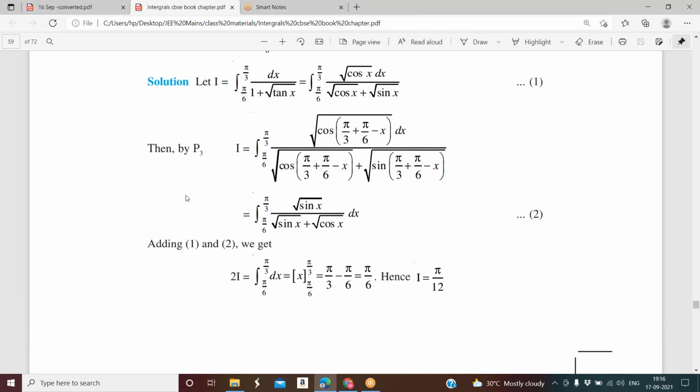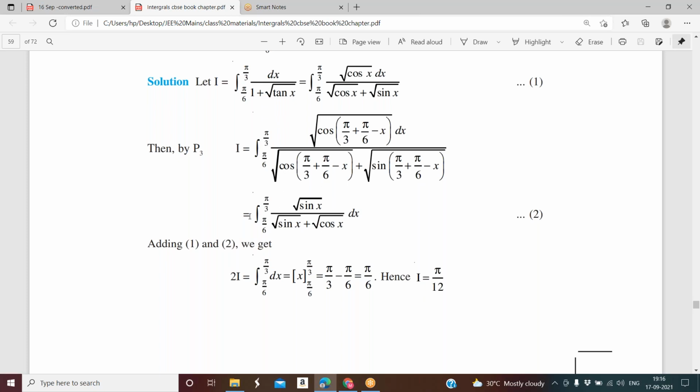Now add 1 and 2. What is 1? Equation 1 is I equal to integral pi by 6 to pi by 3 square root of cos x by square root of cos x plus square root of sin x dx. Equation 2 is I equals integral pi by 6 to pi by 3 root of sin x by root of sin x plus root of cos x dx. Since the denominator is the same in both the equations, we are adding so that we can simplify it easily.